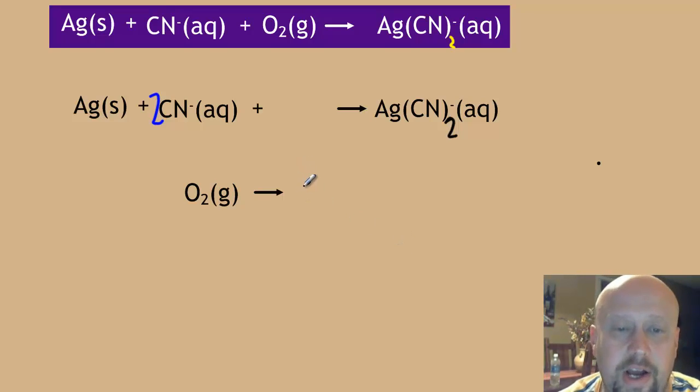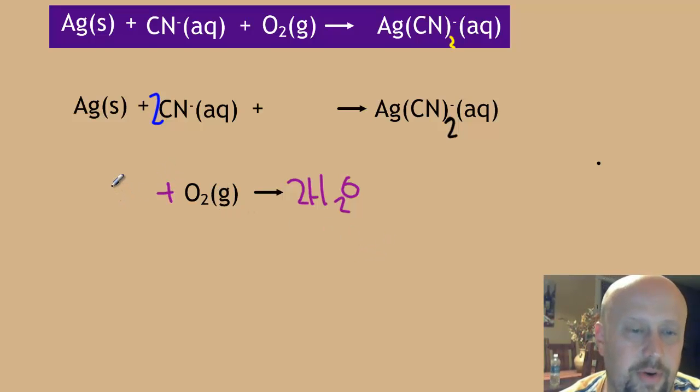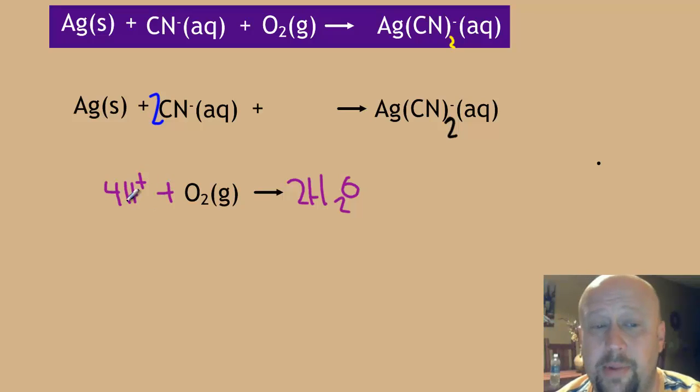You're like, there's no product. There is a product, and that product, of course, is going to be our good friend water. And I'm going to need 2 of them because I've got 2 oxygens on the left-hand side. Okay? And then this is where we do our little hydrogen trick. So I come back over here, and I'm going to add my 4 hydrogens. Okay, now remember, this is basic solution, so we're going to clear that up in a little bit.